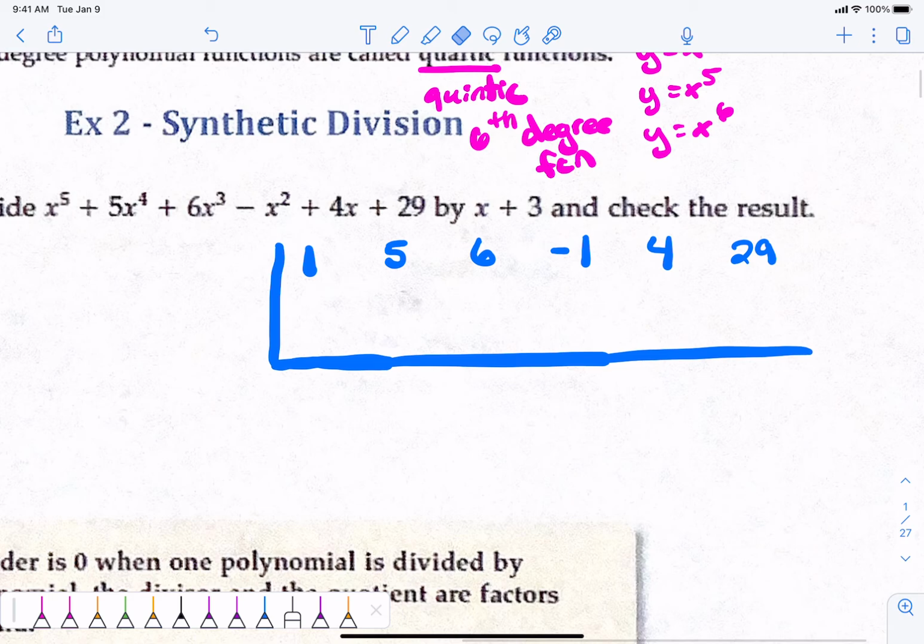Not a question related to that at all, but when you factor, can it only be whole numbers? Yes. Okay.